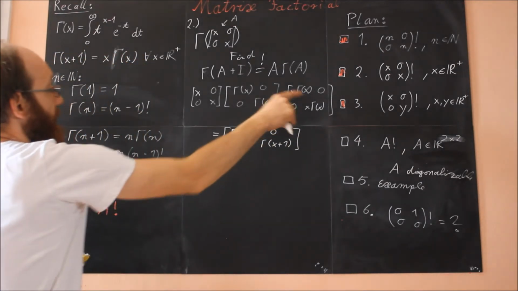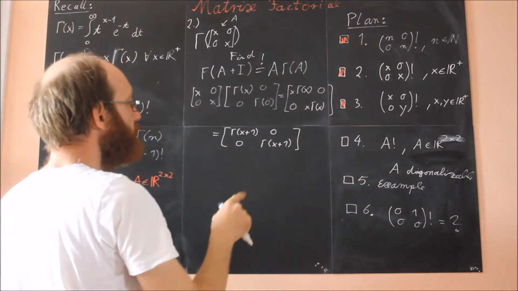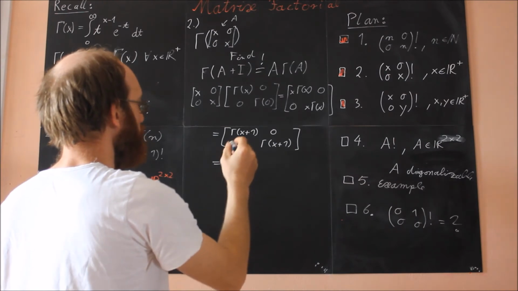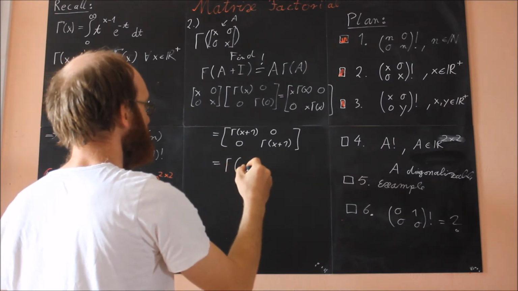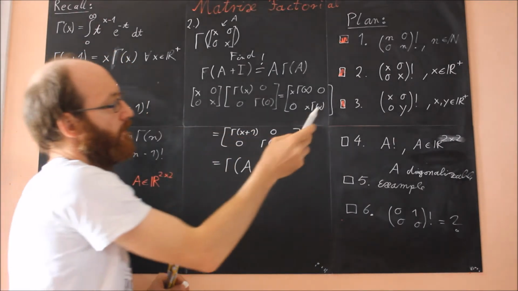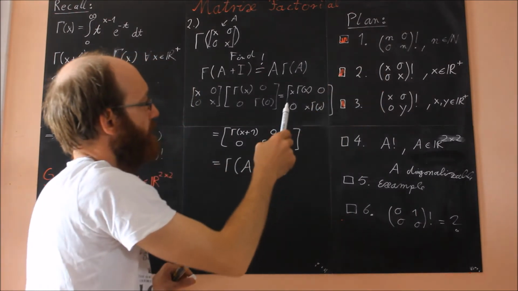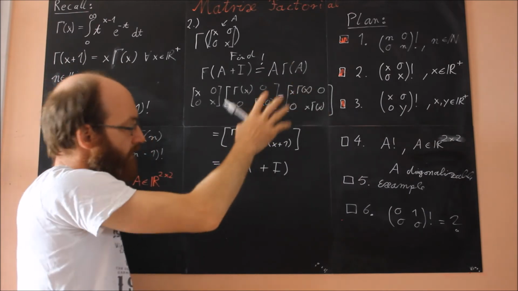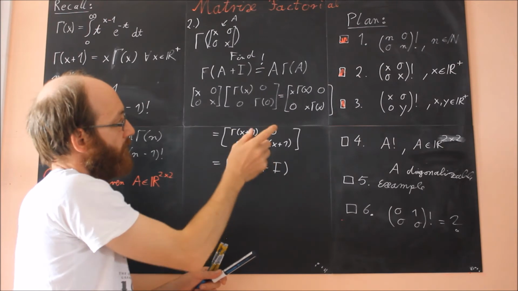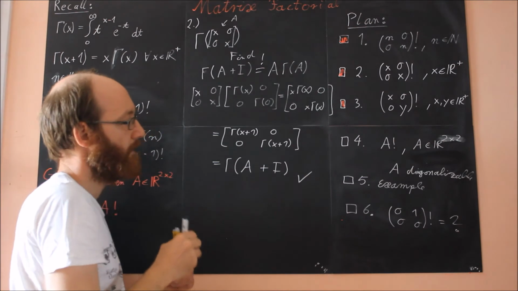And this is by our recurrence relation, and this is exactly what we want. This is gamma of A plus the identity matrix. Okay. Yeah, so we showed already that here everything goes well, and this is what we want to find, and now this is done. Okay.